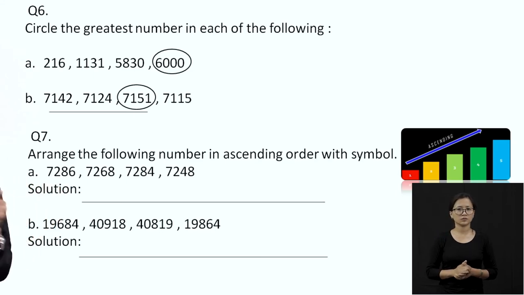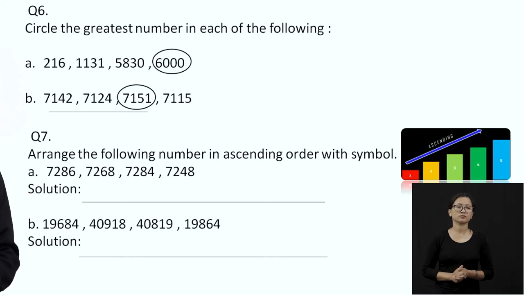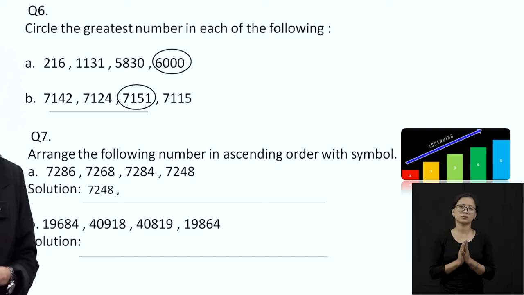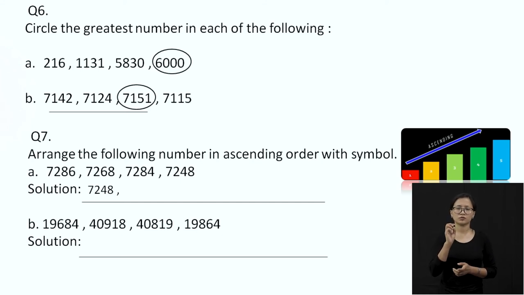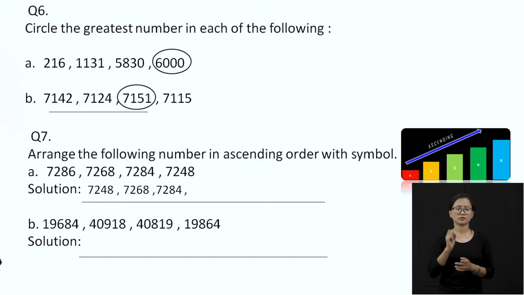Okay, so now you arrange the following in ascending order with the symbols. In the picture, it is given that it is arranged from smaller to bigger number. So here's 7,286, 7,268, 7,284, and 7,248. Which number is smaller? 7,248 is smaller. Next, you have 7,268. Next, you have 7,284. Next, you have 7,286.